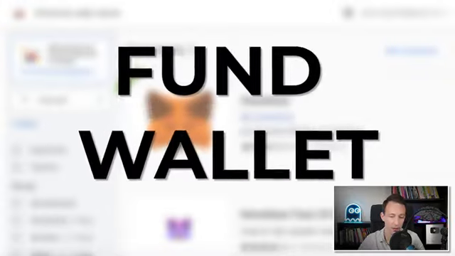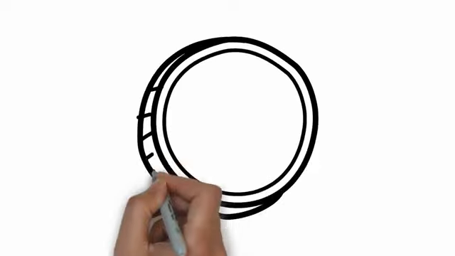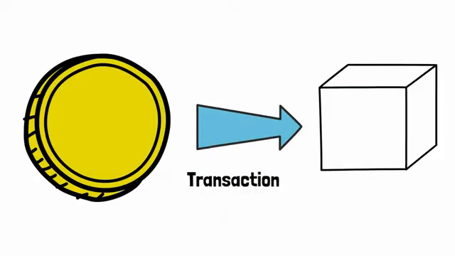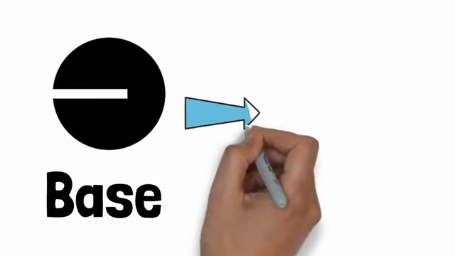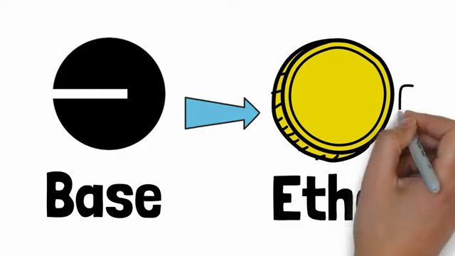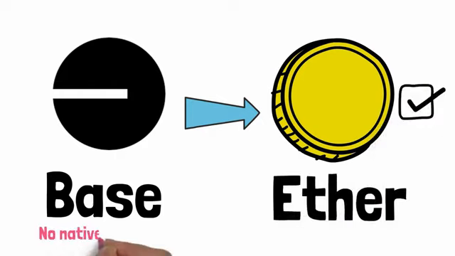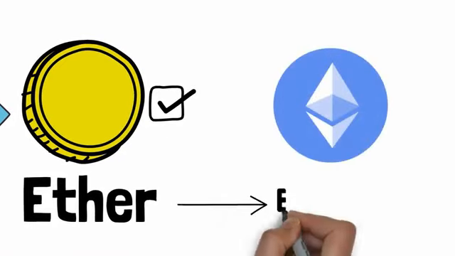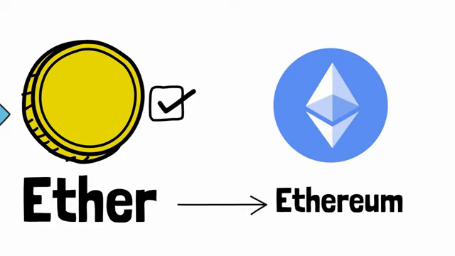The next step is to fund your wallet. When you deploy a token on the blockchain, technically it's what we call a transaction, and to send this transaction, you need to pay transaction fees. Currently, TokePad can deploy tokens on Base, one of the most popular blockchains, and to pay transaction fees on Base, we need some Ether. Yes, this is not a mistake. Base doesn't have its own native currency. Instead, it uses Ether, the native currency of another blockchain called Ethereum.